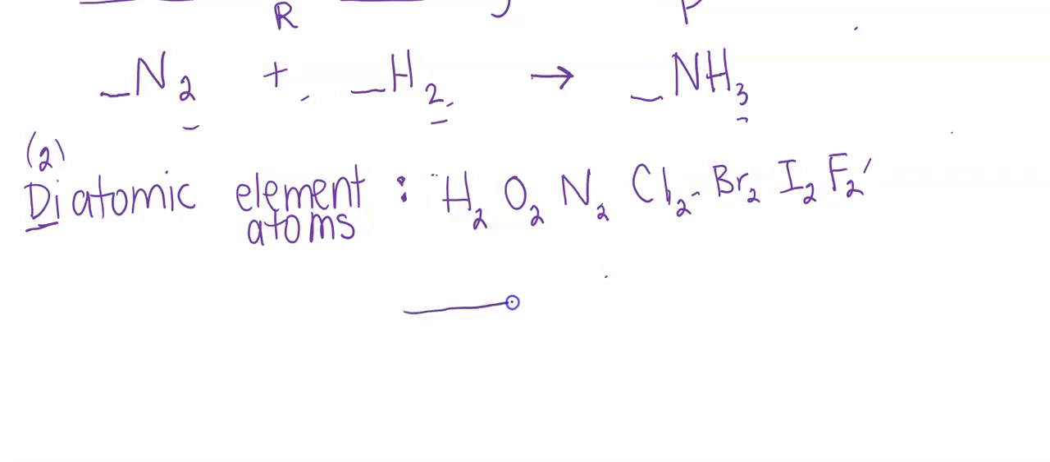So I'm going to show you the work on how to balance the equation. I'm going to start with a T-chart. I'm going to put R for reactants, P for products, and I'm going to make note of all the atoms that I have present.